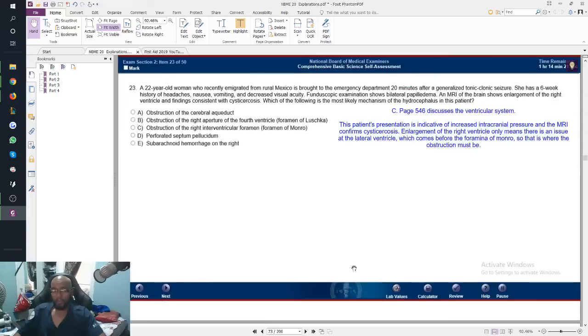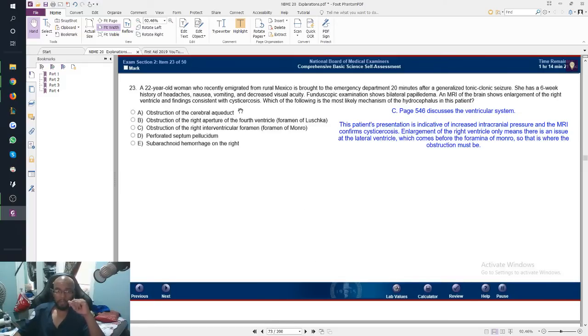Number 23. A 22-year-old woman who recently emigrated from rural Mexico is brought to the emergency department 20 minutes after a generalized tonic-clonic seizure. She has a 6-week history of headaches, nausea, vomiting, and decreased visual acuity. Fundoscopic exam shows bilateral papilledema. An MRI of the brain shows enlargement of the right ventricle and findings consistent with cysticercosis. Which of the following is the most likely mechanism of the hydrocephalus in this patient?